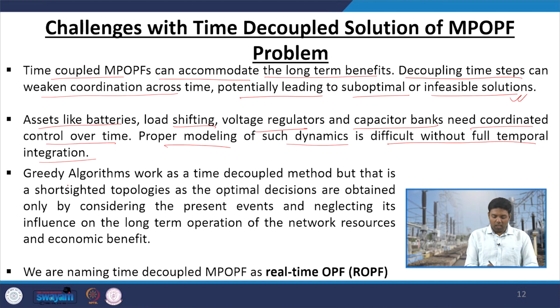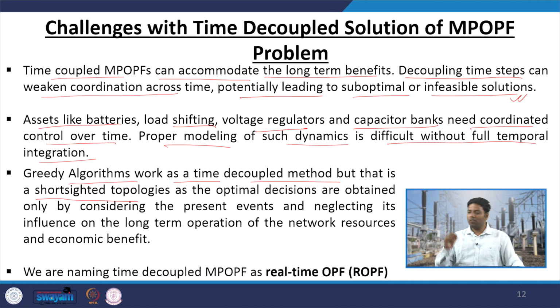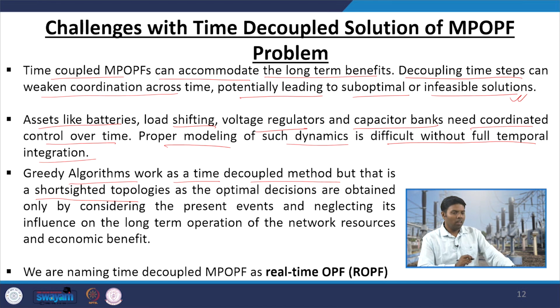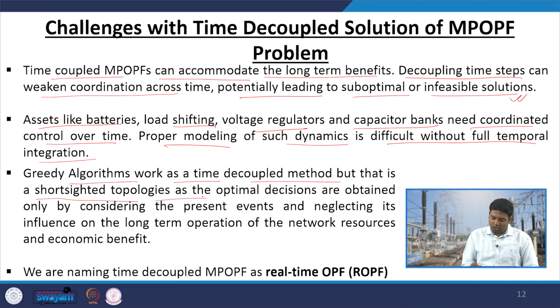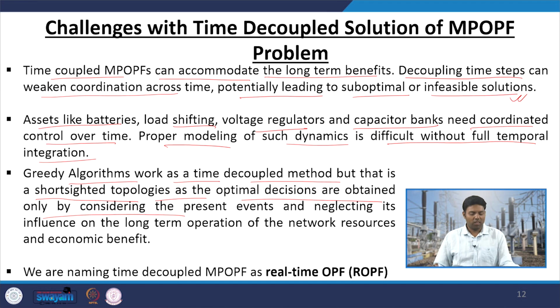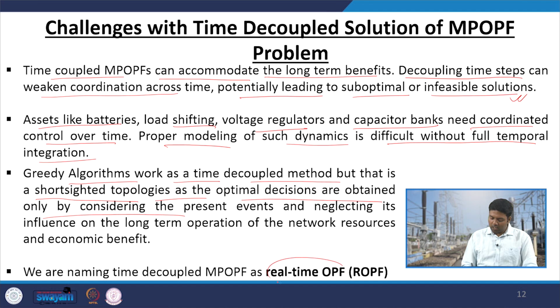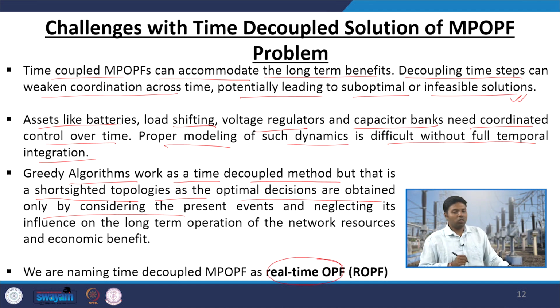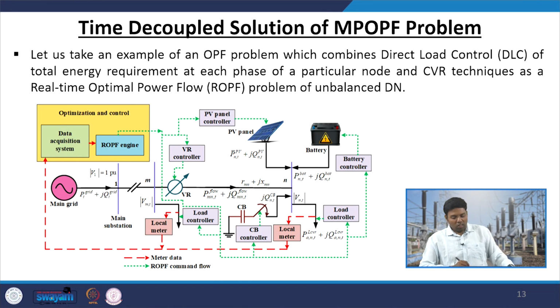Okay. So, greedy algorithms work as a time decoupled method, but that is a short sighted approach, because it will take the decision for that time period without considering its effect on the future time steps. We call this kind of algorithm a greedy algorithm. The optimal decision is obtained only by considering the present events and neglecting the influence on the long term benefit. So, if we can derive a real time OPF problem which takes into consideration the long term benefits, then that is the exact method we are looking for. So, we will derive that.